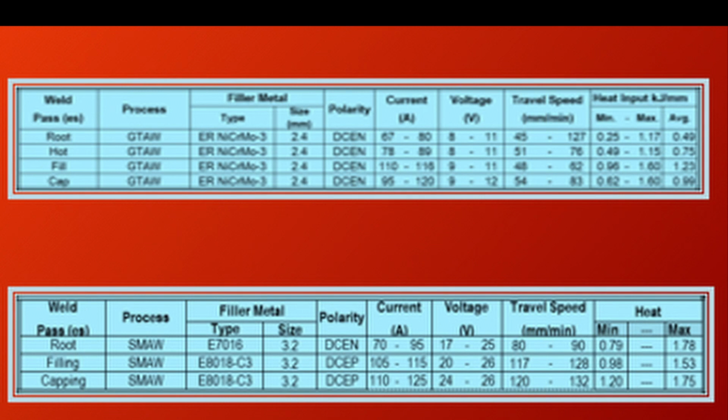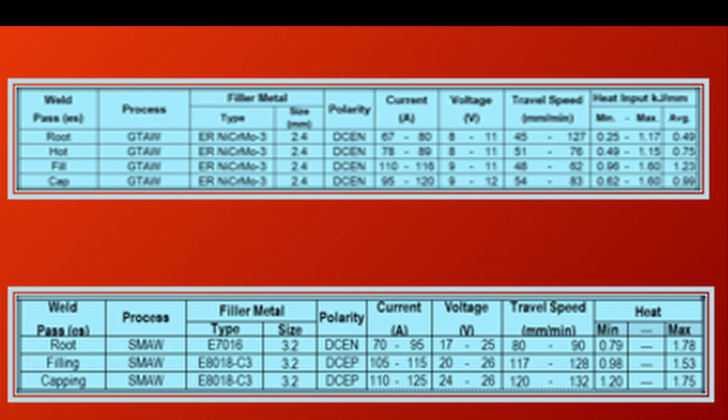And in the right side table, which is very important, you can see the root, hot, filling, capping, all belong to GTAW, meaning the argon process. This para is the filler metal, which is an alloy electrode, NiCrMo3, nickel, chromium, molybdenum 3. This is a very famous electrode for welding Incoloy. Size is 2.4 mm. Polarity is DC electrode negative, DCEN. Current, you can see the range. Then the voltage, you can see the range also, and travel speed in millimeters per minute. Then the heat input, minimum, maximum and average.